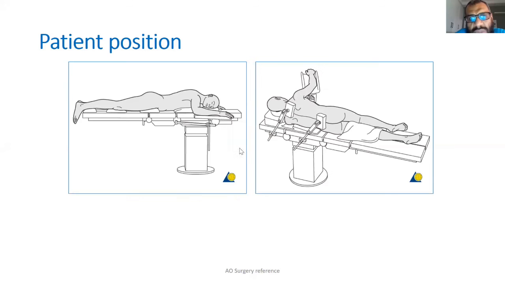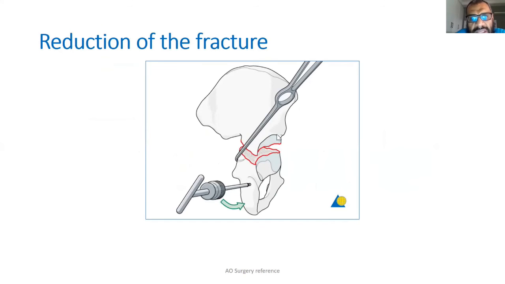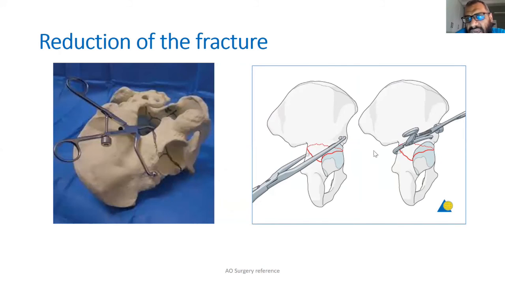Again, in this case, we'll choose the prone position. Kocher-Langenbeck approach. In some cases, we may need to extend it through the trochanteric flip osteotomy because the posterior column fracture is high. In this case, the same principles. And here, how to reduce the posterior column. This is a very important tool, the Schanz screw. Then the final play with the collinear clamp or a hook, or the asymmetric Mayo clamp or the Matta clamp.